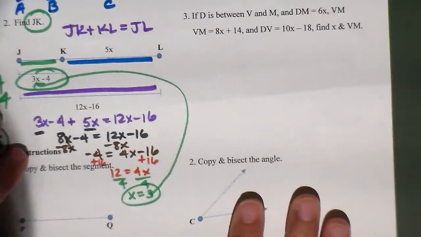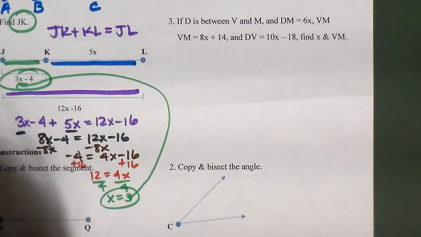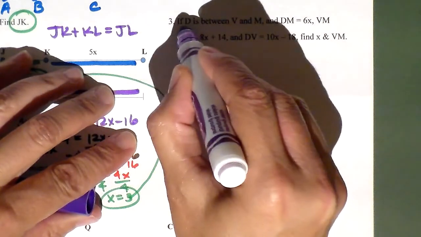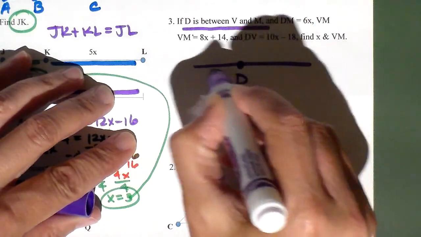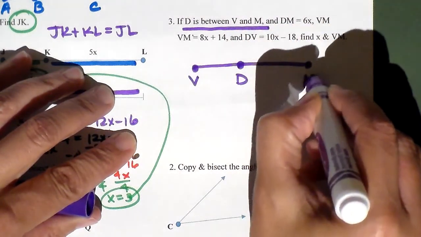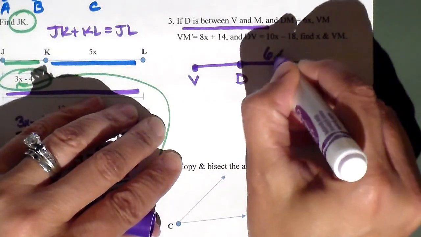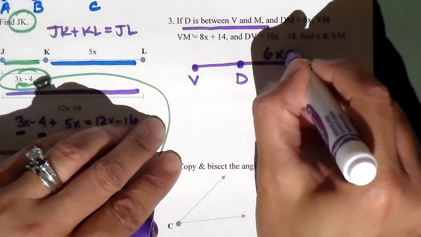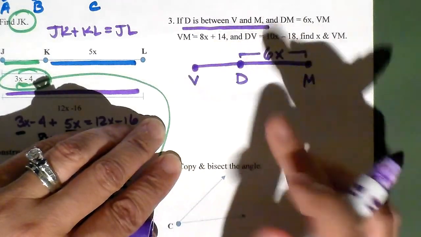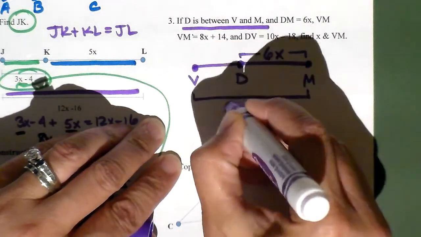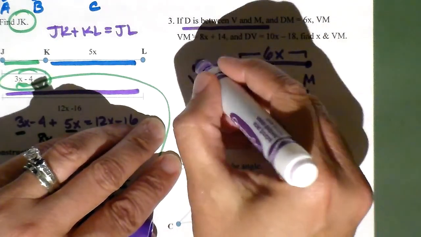Now let's look at the neighboring question, which is the word problem. Always draw the picture first, guys. So D is between V and M. So I know that D is in here between these 2 points, V and M, right? DM is 6x. The distance from D to M is 6x. VM equals 8x plus 14. So this whole distance is 8x plus 14. DV is 10x minus 18.